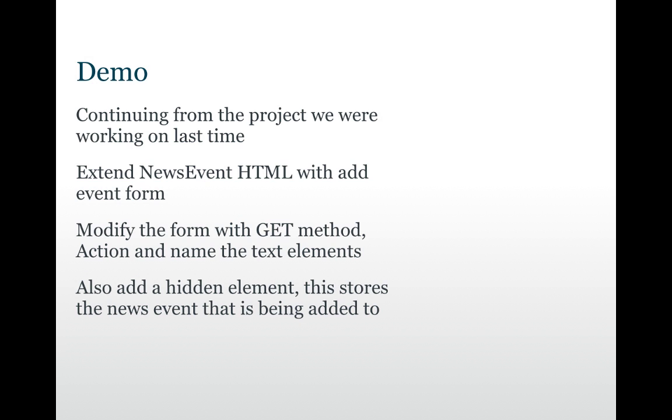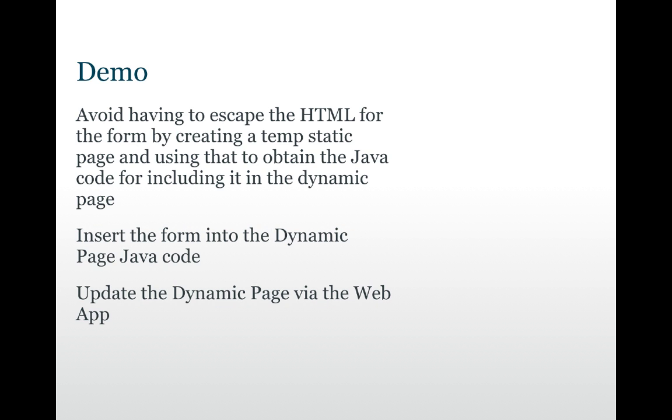So let me just double check I've gone through everything. So this was just the things that I was talking about today. We continued on. We added to the news event the HTML so that there's now a form. We modified the get method and the action method and the name just as we did for lab 2. We added that hidden element, which is the way to be able to link things together. We used the trick of making a temporary page, which you can then delete after you've used it, to do the escaping automatically for you, and embedded that into the code.